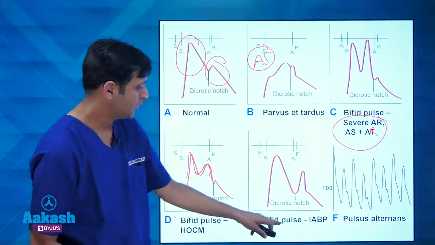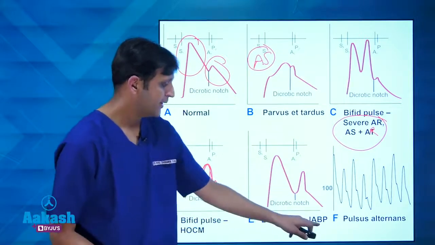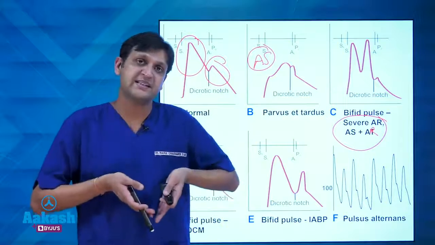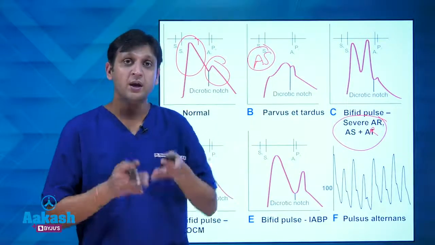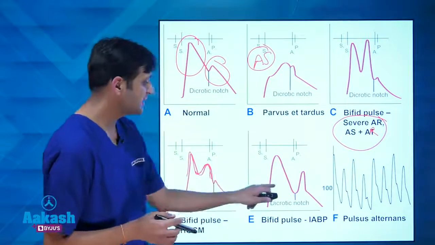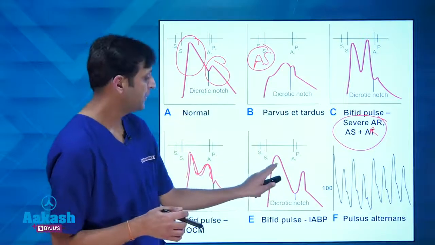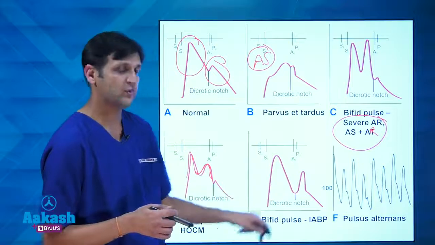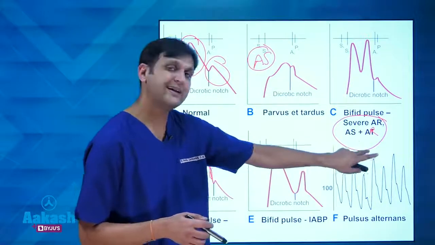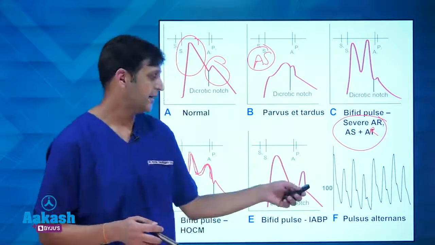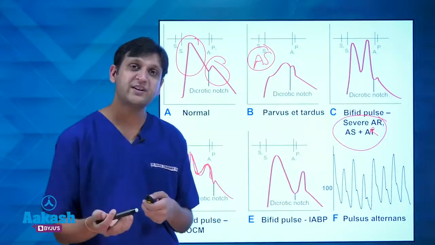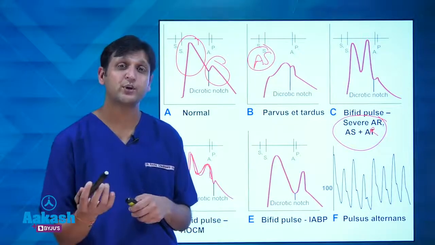The third cause of bifid pulse is when a patient has an intra-aortic balloon pump placed inside the aorta through the femoral artery, for the management of hypotension or cardiogenic shock. In such a case, again you will have a bifid pulse, but one in systole, one in diastole. Now what is pulsus alternans? When you have alternating amplitude of the pulse, and it is seen in acute left ventricular failure, severe heart failure, hypotension and shock.